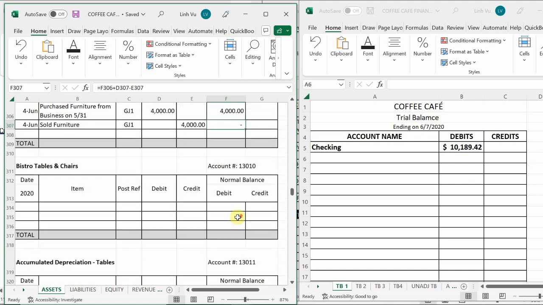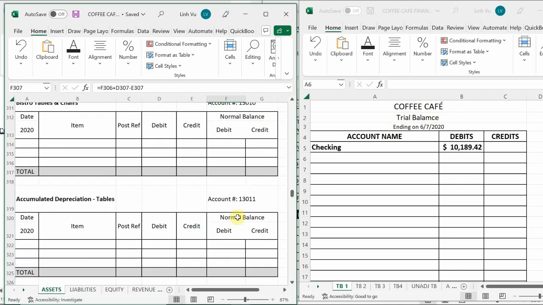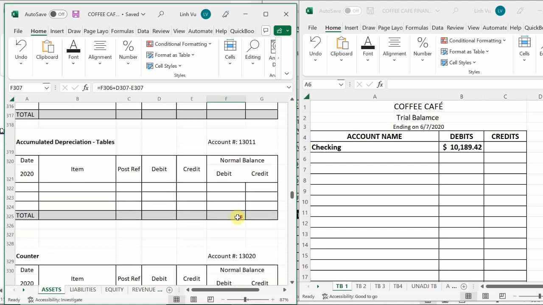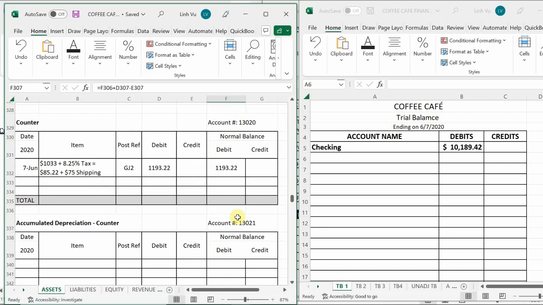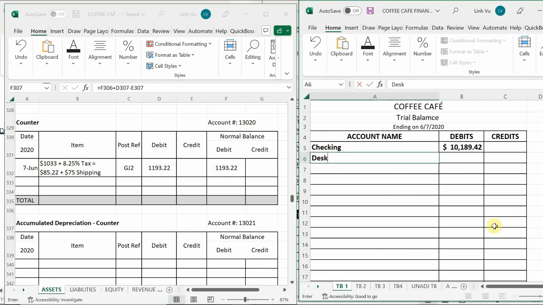Okay? So then the next one here is tables and chairs. I've ordered my tables and chairs, but have I received them yet? No. So there's definitely no account balance there. But the first furniture item that I do have is my desk. Okay, and it's currently my desk set.